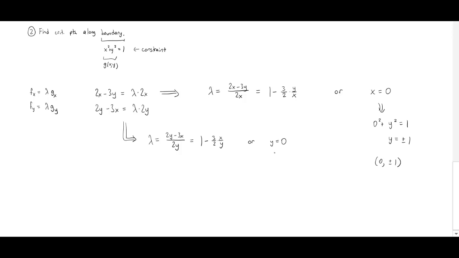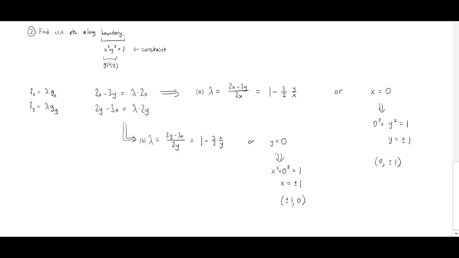Okay, so here, if y is 0, then again, look at your constraint. And you can solve for x, all right? So that gives me these 2 points, which I will consider at the end. Okay. So then otherwise, as before, we have these 2 expressions equal to lambda. And we'll call that A and I'll call this B.